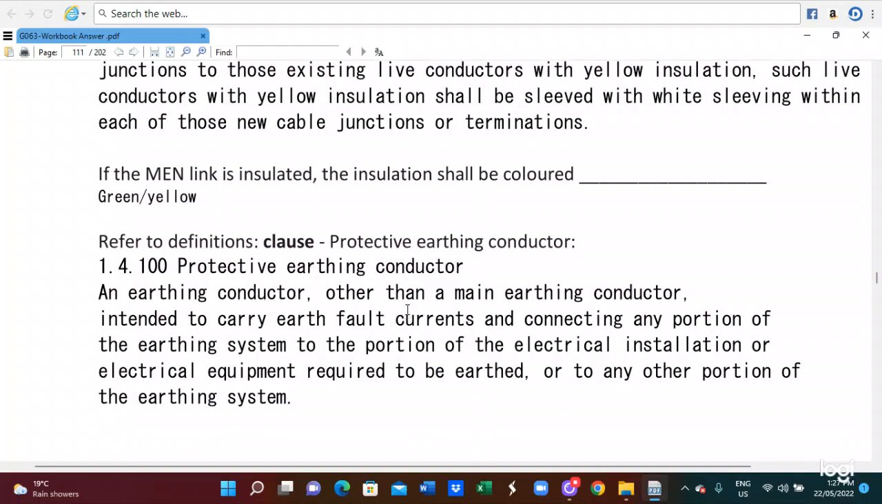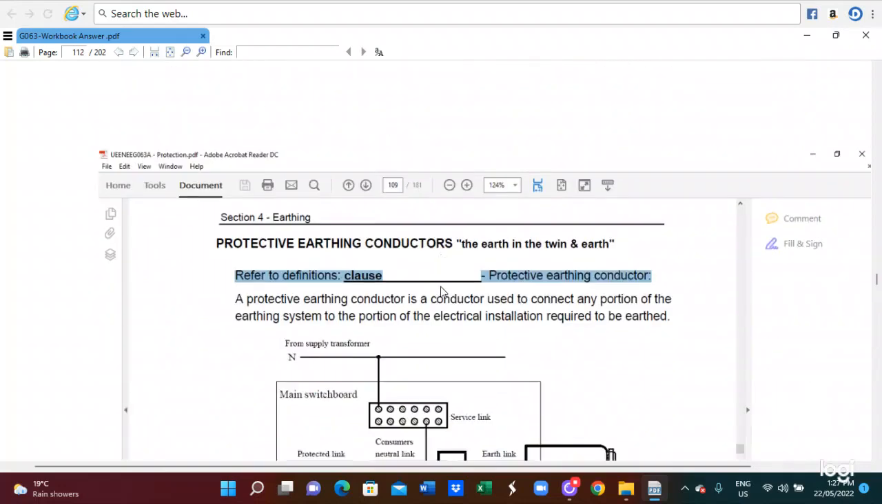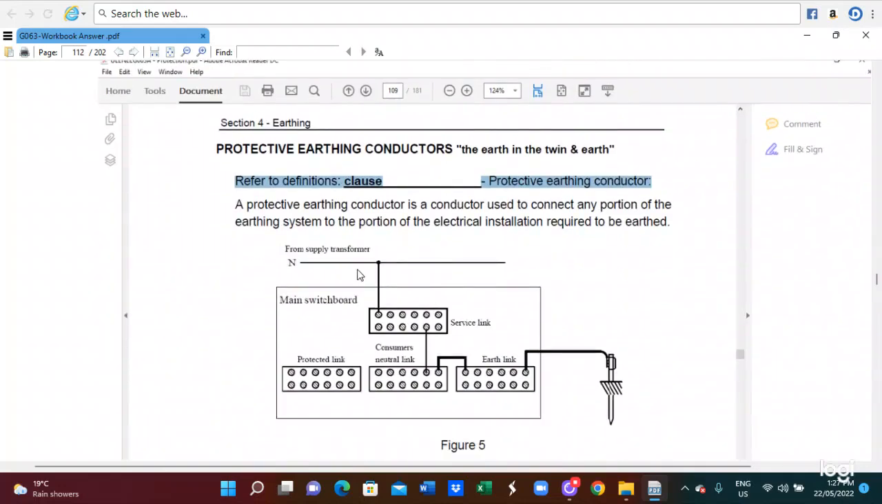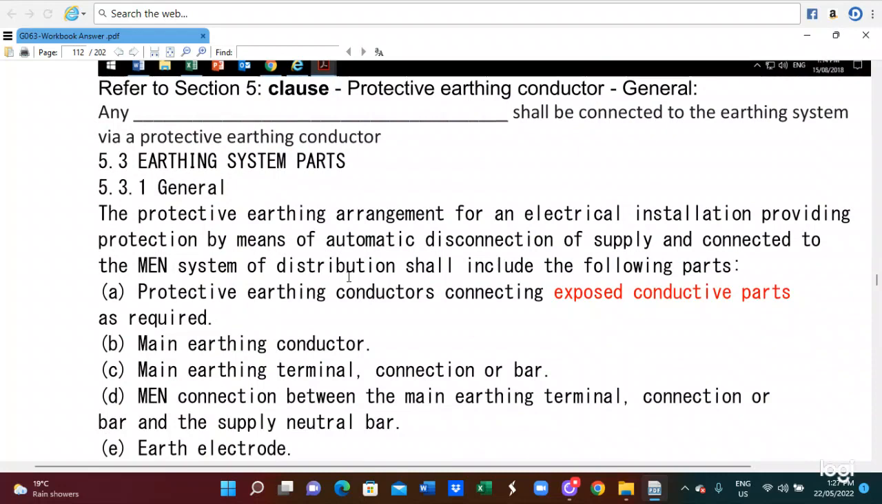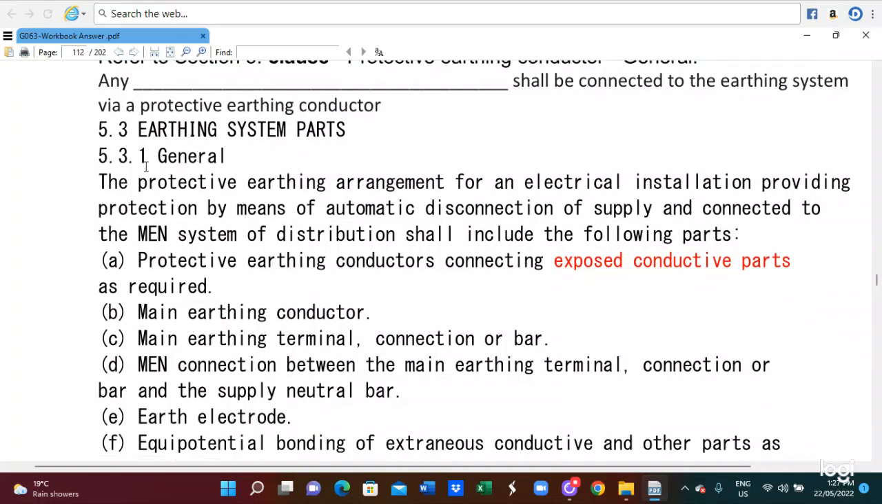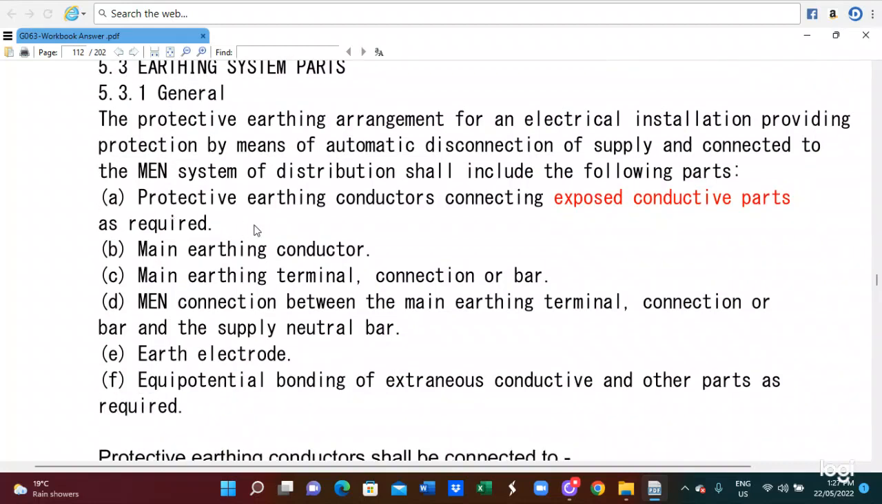And the protective earthing conductor, you can see in the clause of 1.4.100, the protective earthing conductor. For the protective earthing conductor diagram, you can see Figure 5.1. Earthing system parts, you can see in clause 5.3.1. So those are the earthing system parts: the protective earthing conductor connecting the connected parts, main earthing conductor, main earthing terminal connection bar, and the main connection between the main earthing terminal and the equipotential bonding.